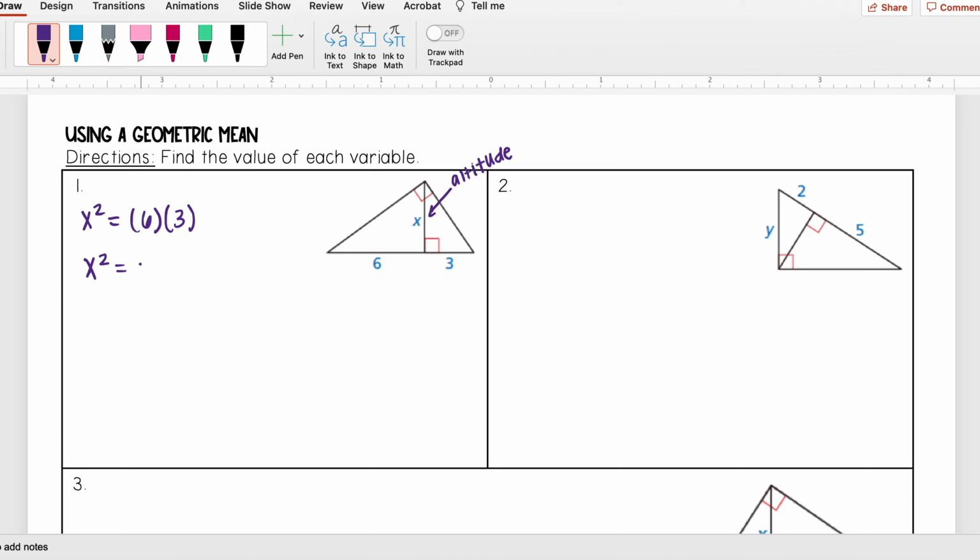Well, 6 times 3, I get 18. And then I'm going to go ahead and take the square root of both sides to get rid of that square. I want to simplify my radical, so I see this 18 can be broken into 2 and 9, and 9 can be broken into 3 and 3. So I see a pair of 3's can come out, so I have x is equal to 3, and I'm left with a 2 under my radical.